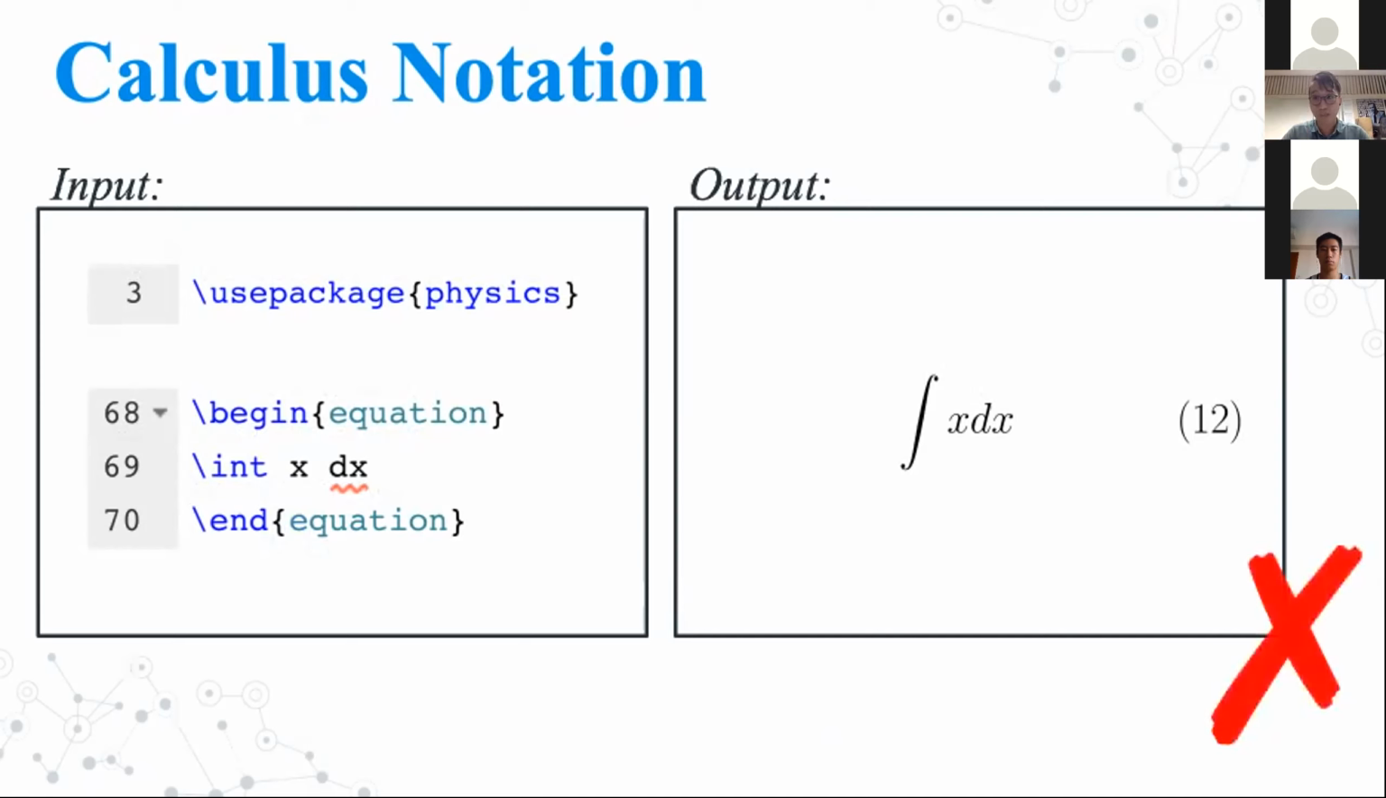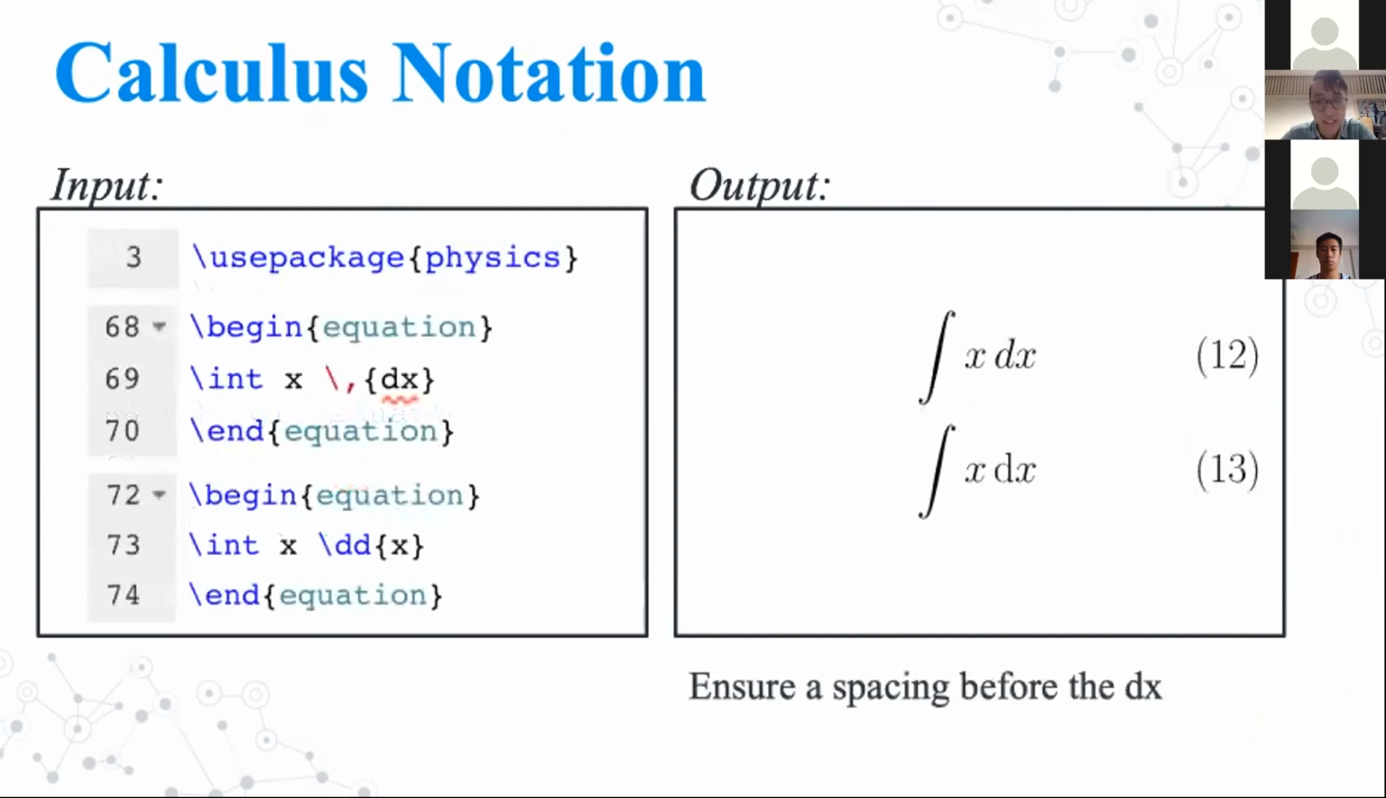If I want to force the spacing in between my x and my dx, right? Even though I put a spacing here, it doesn't show up. So if I want to force this spacing, what do I have to do? There's two ways. One is I do a backslash comma. Backslash comma in math mode forces a space. So I'm telling LaTeX, I want a space here. Give me the space. You put backslash comma, and it gives you the space.